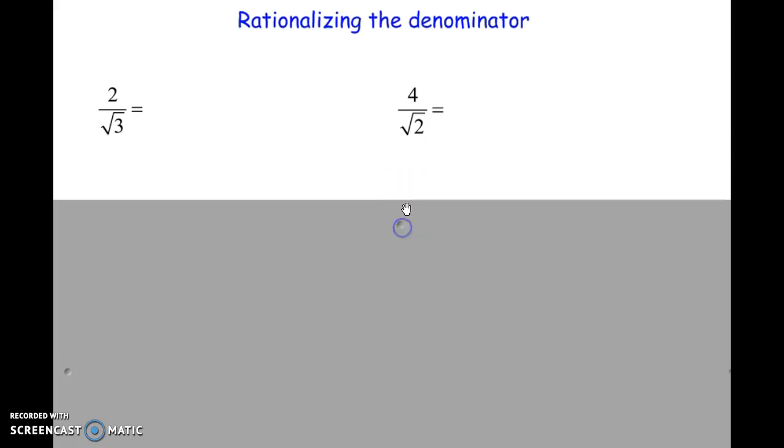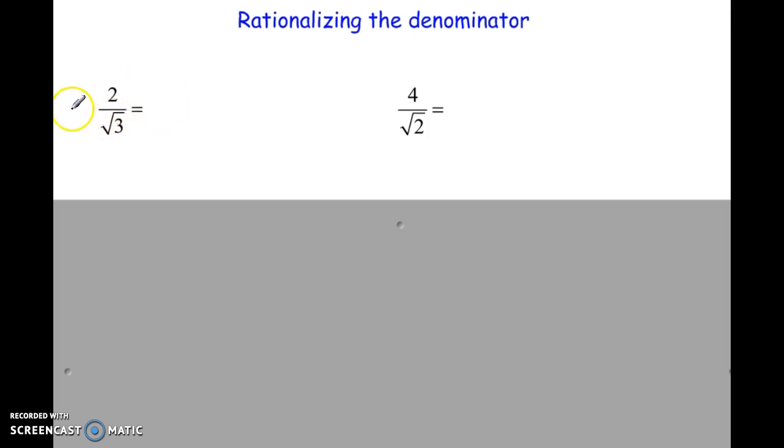Okay, we're going to learn how to rationalize the denominator. And the reason for this is because we don't like an irrational number to be in the denominator. We are much more comfortable as mathematicians having rational numbers down there. So we just breathe better. It's just nicer. We like it better.